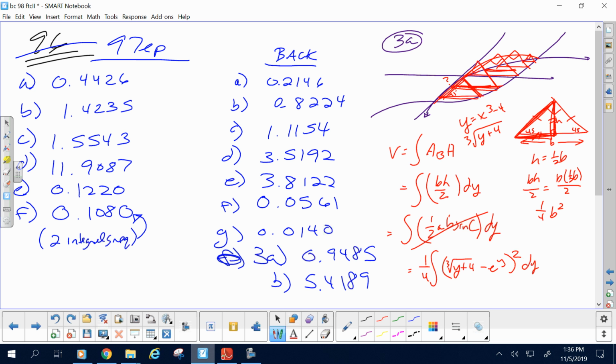And then, honestly, the intersection points are something like negative 3.999 and 0.501. Those are y values, obviously.